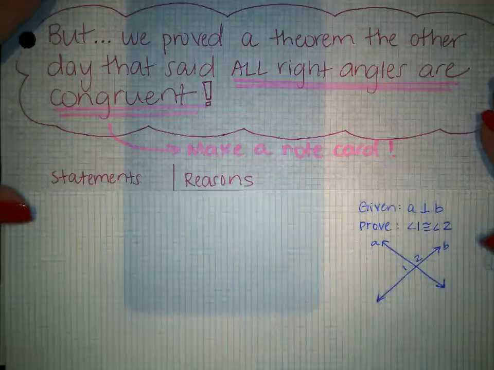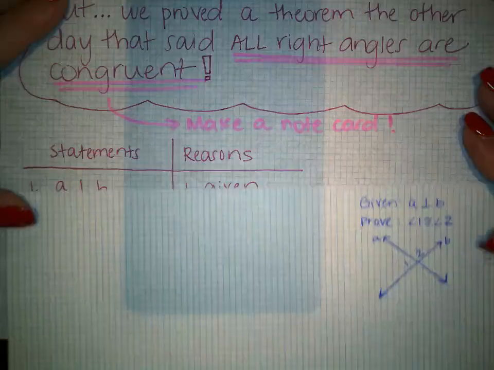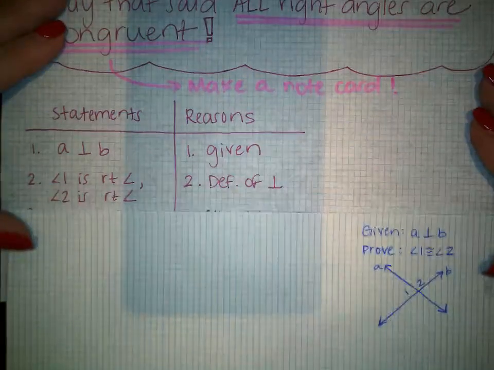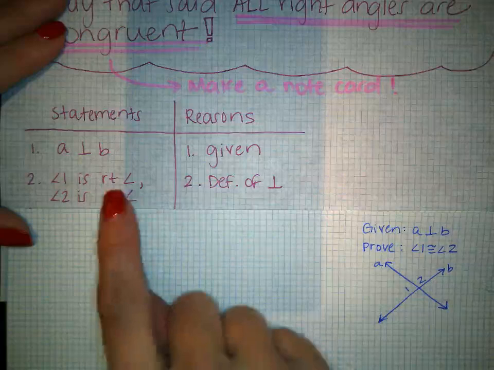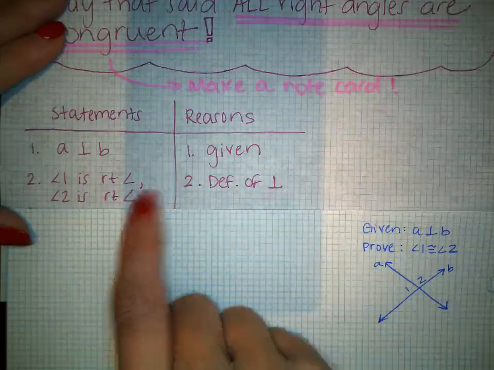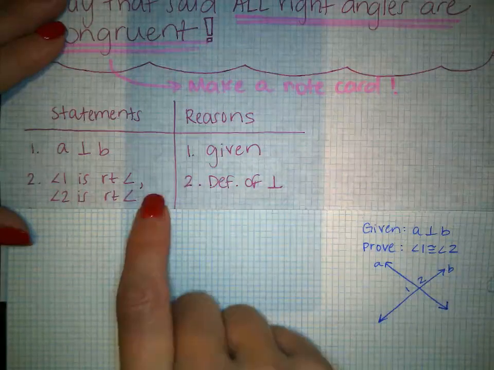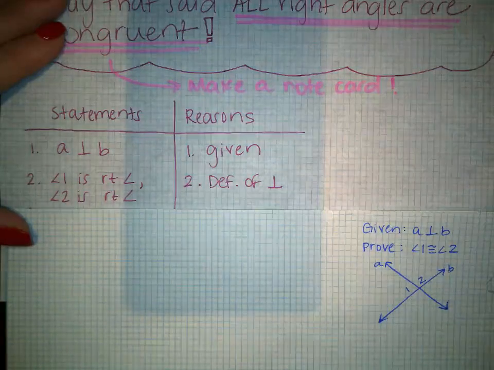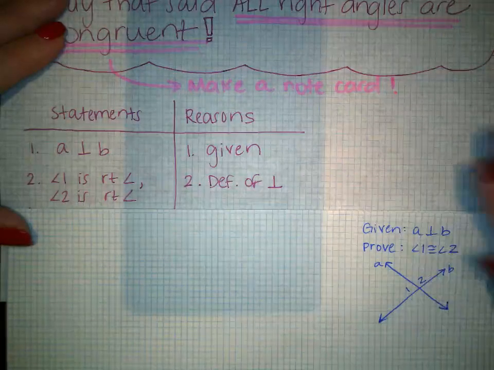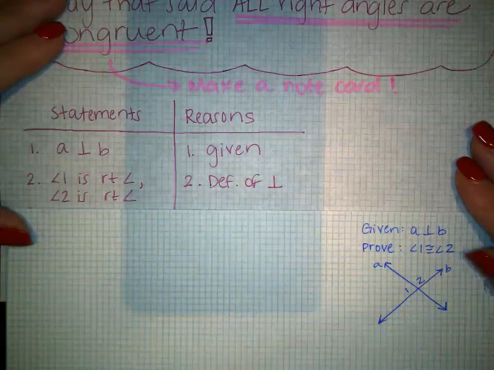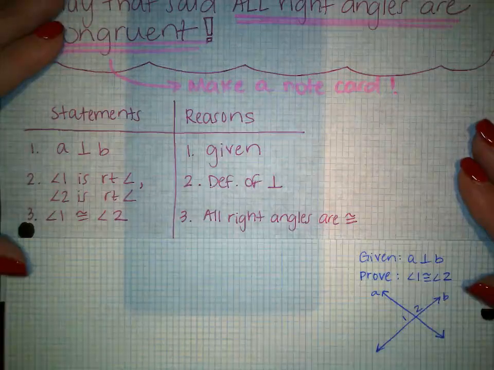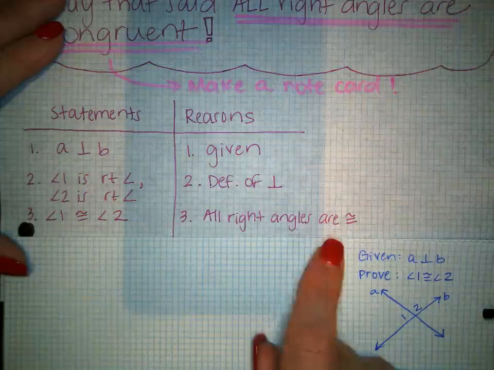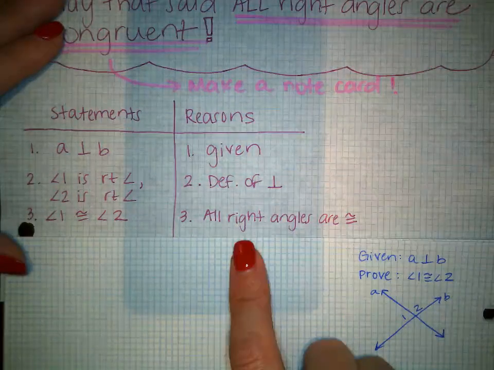Okay, so start with your statements, reasons. You're going to give your given information per usual. Then we can make the conclusion that these are right angles. Now in this example, I illustrated the fact that in proofs you can write multiple statements that are using the same reason as long as you separate them by commas. So I'm going to go ahead and just put this all in one statement and reason. Then we can make the conclusion that angle 1 has to be congruent to angle 2 because all right angles are congruent. This is a theorem that we proved, and so we can now use it.